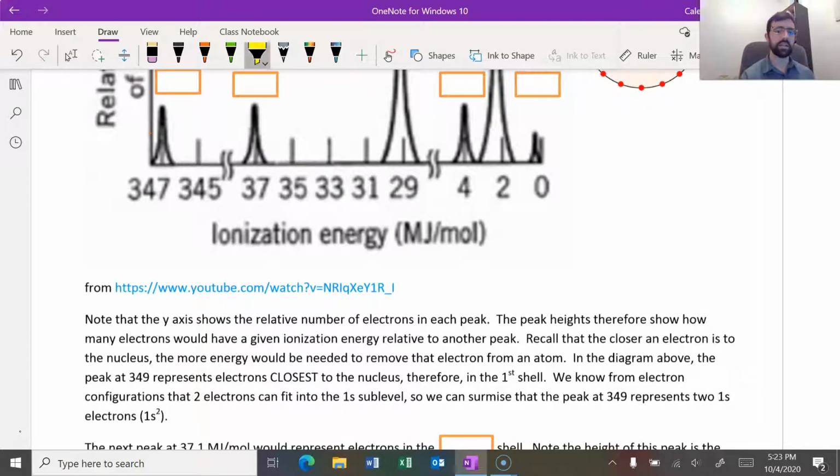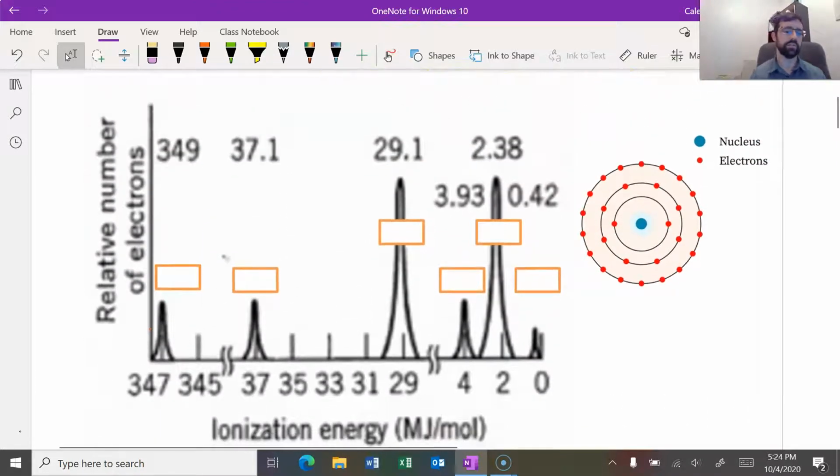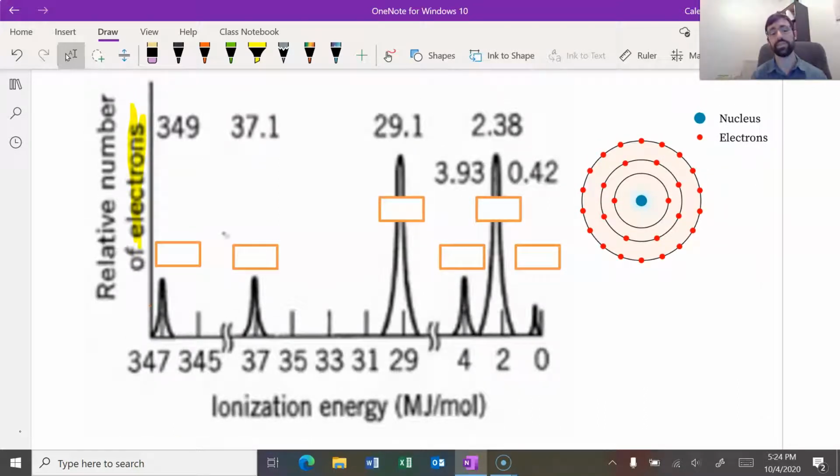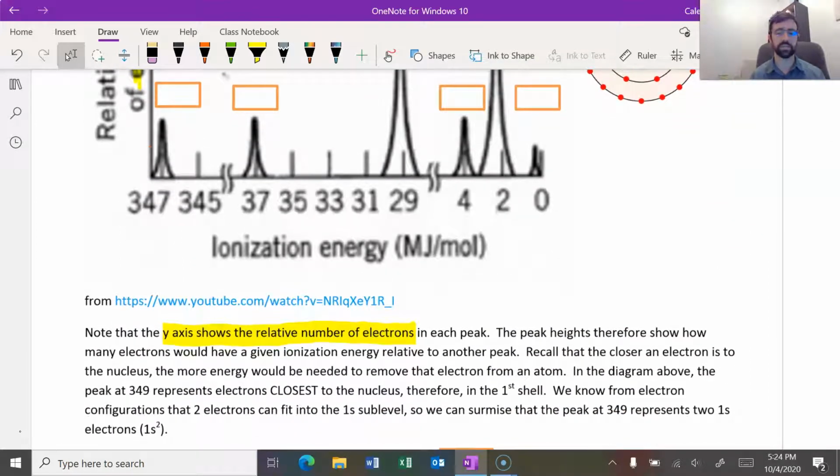In this area down here, it says that we are going to note the y-axis shows the relative number of electrons in each peak. So that's up here, the y-axis. It's the number of electrons. And sometimes it's not labeled, so you have to kind of deduce what that number is. But compared to each other, you can figure out how many electrons each has. The peak heights therefore show how many electrons would have a given ionization energy relative to another peak. So each of the peaks is a given amount of ionization energy.